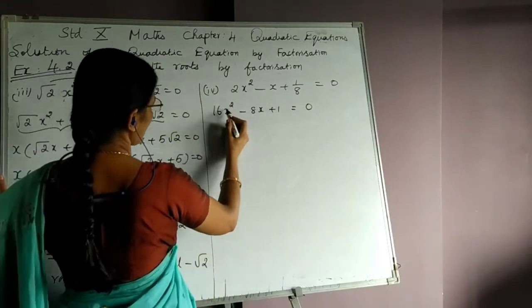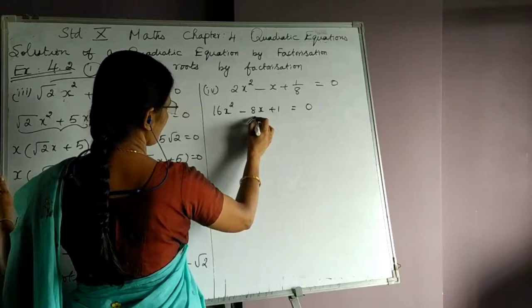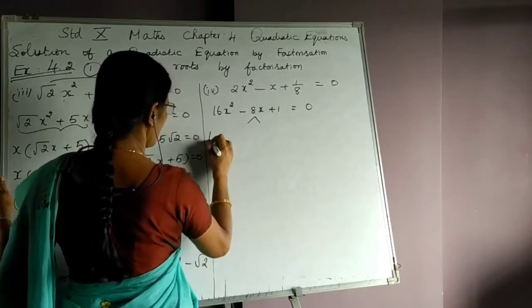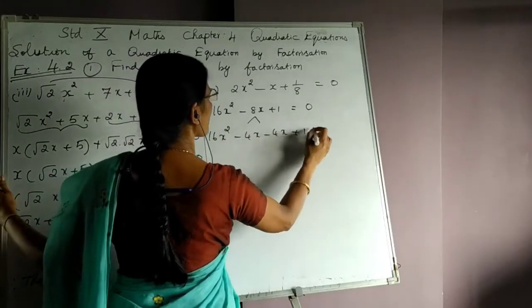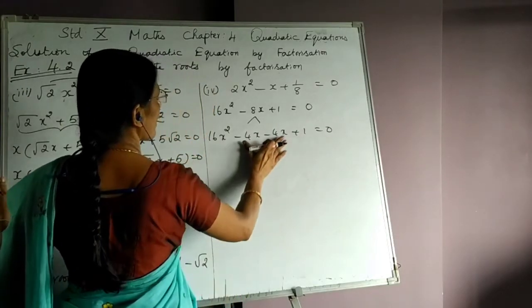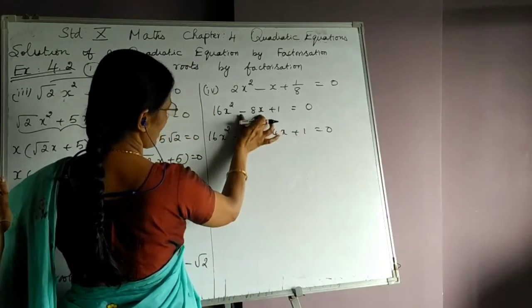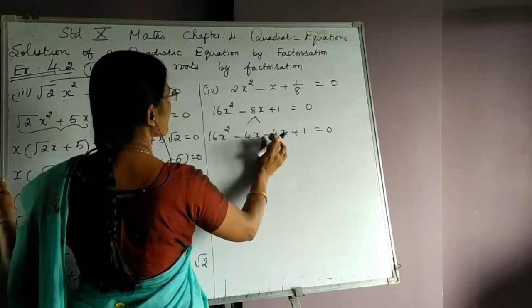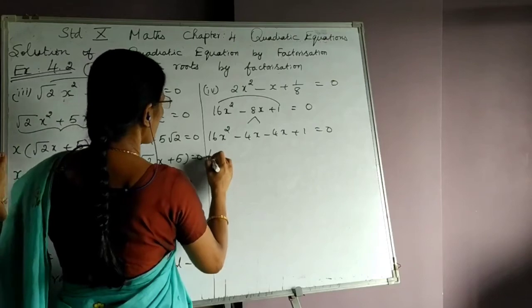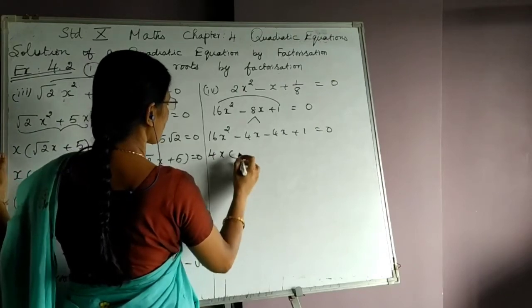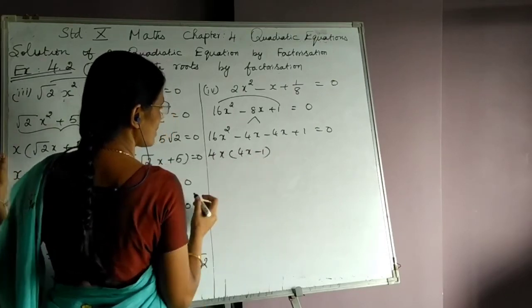Again here we are getting 3 terms with a degree 2. We are going to split the middle term. It is 16x square minus 4x minus 4x plus 1 equal to 0. Add minus 4 and minus 4, we get minus 8. Multiply minus 4 into minus 4, we get 16. Going for the common factor, we get here 4x, the remaining is 4x minus 1.